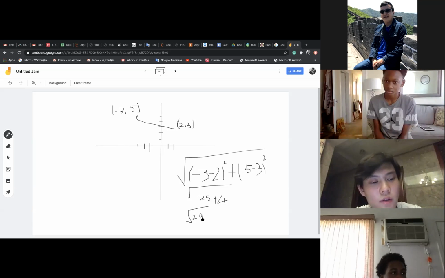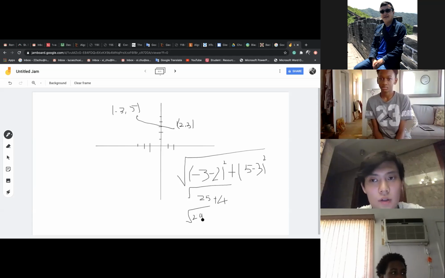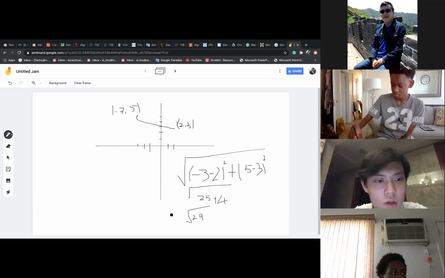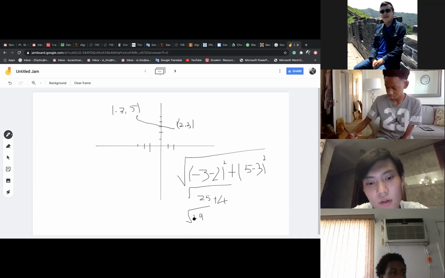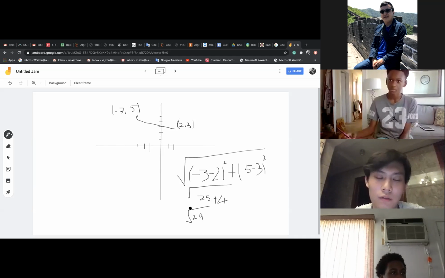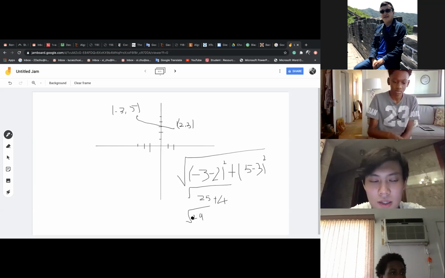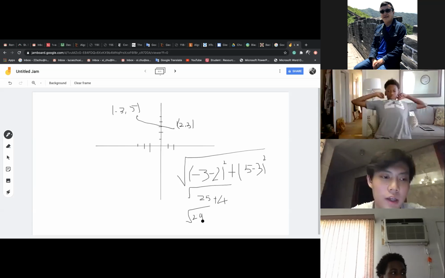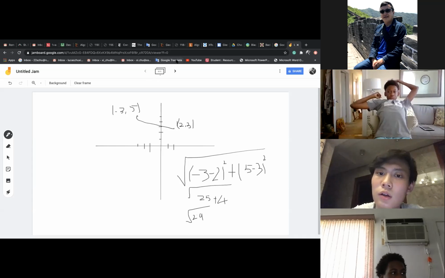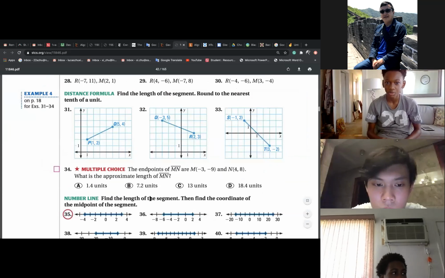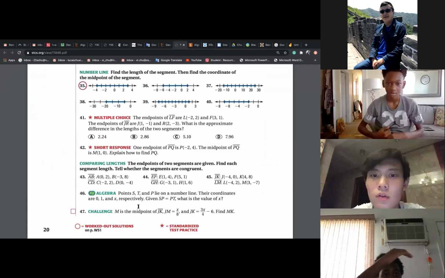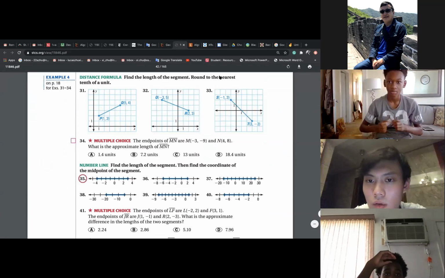But there's no perfect square in 29, so you can just leave the answer like that. So the answer is square root of 29. But when you do that, you have to check to see if you can simplify the square root of 29. You have to double check that. Okay. I think we should go over one more. Yeah, we can try the next one.